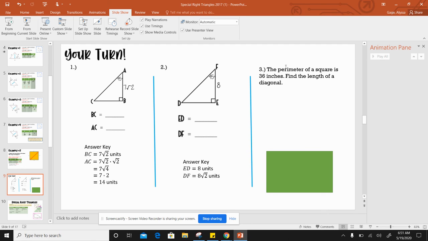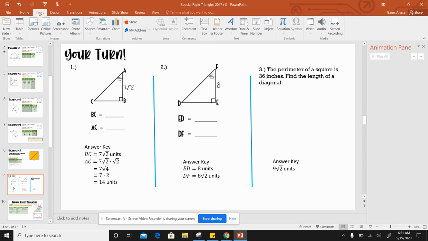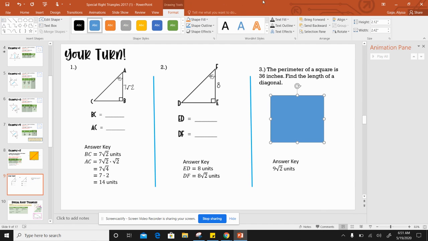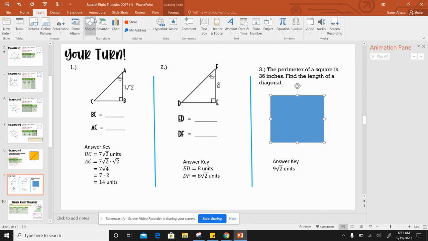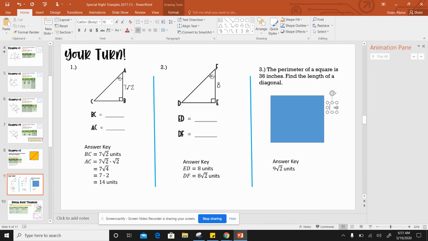Number 3, it's just like that example number 5. Let's see if you got it. They told us that the perimeter of a square is 36 inches. So for that, did you draw a picture when you went through? So 36 divided by 4, what's that going to give me? Yes, you're right. So each side length was 9.